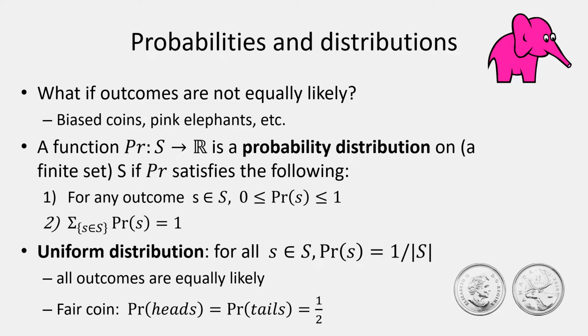So for example, if you have a coin that comes up heads with probability 1/2 and tails with probability 1/2, you just map the two outcomes to the number 1/2, and the sum of the two, 1/2 plus 1/2, is equal to 1. So this particular distribution that we talked about before, when the probability of an element is just 1 over the size of the set of the outcomes, is called the uniform distribution.